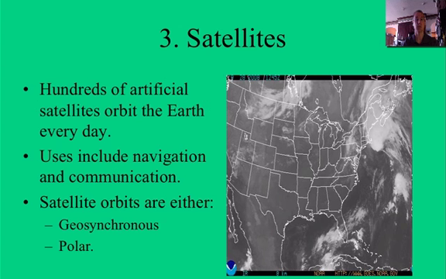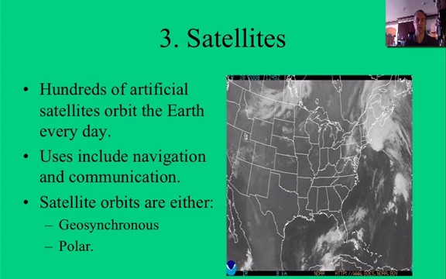The third one is satellites. There are hundreds and hundreds and thousands of satellites that orbit Earth every day. If you have a GPS in your car, it is linked up to a satellite. There are 2 basic ones: geosynchronous and polar. Geosynchronous means that it basically travels around the Earth and spins at the same rate as the Earth, so it stays in basically the same location. I think a lot of you have DirecTV or Dish Network satellites, which would be this type.